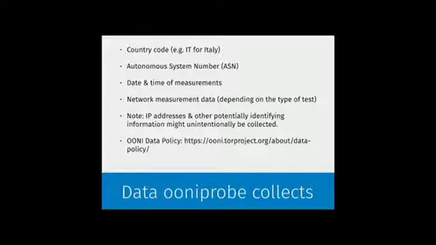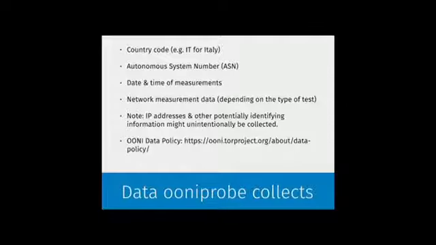So within the types of data we collect, there are certain standard types of data. First of all, the country code. When we say country code, we mean the country from which you're running the software from. So in the case of Italy, we collect IT. The reason why we do this is kind of obvious, because when you run the software and you submit it to us for publication, we and others want to know where this measurement is coming from. So if censorship is detected, how can we attribute it to a specific country if we don't have the country code?